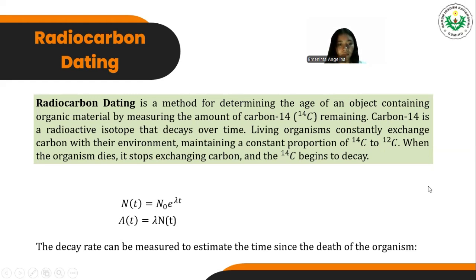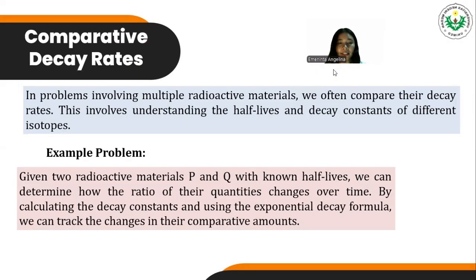The next material is about comparative decay rates. In problems involving multiple radioactive materials, we often compare their decay rates. This involves understanding the half-life and decay constant of different isotopes. In an example problem, given two radioactive materials P and Q with known half-lives, we can determine how the ratio of their quantities changes over time. By calculating the decay constant and using the exponential decay formula, we can check the change in their comparative amounts.